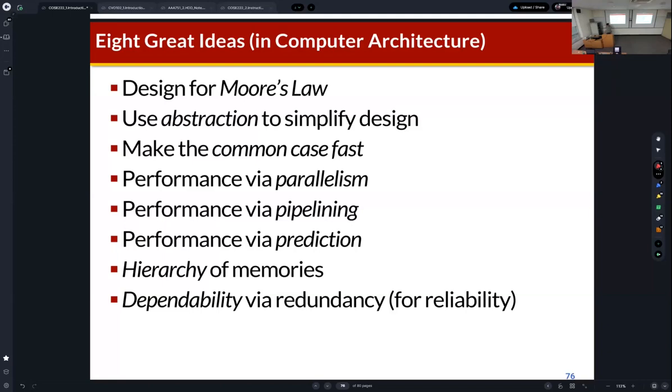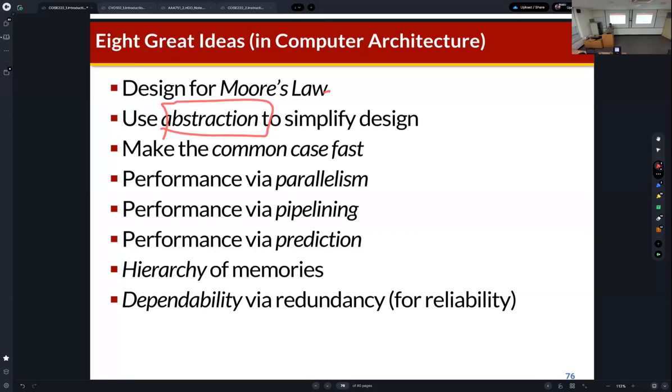The first is design for Moore's law, which means that we can set a goal for development of CPUs based on Moore's law. And use abstraction. I already explained about abstraction in computer systems, right? We can use abstraction to simplify design. This is a very critical approach for understanding very complex systems like computer systems.